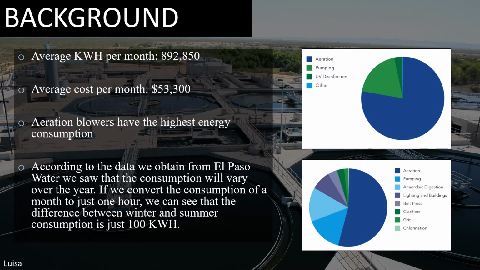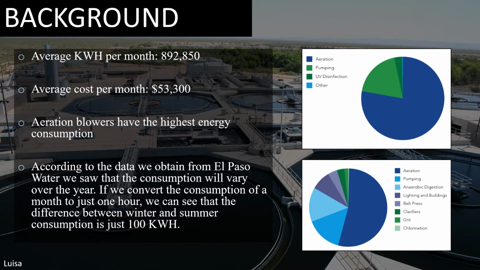Hi, my name is Lisa, and I will be giving you some background information on wastewater treatment plants in general. We will first look at the energy consumption and cost. In our research, we studied the wastewater treatment plants here in El Paso and found that the average energy consumption per month is about 893,000 kilowatt hours. This made the average cost per month about $53,000.